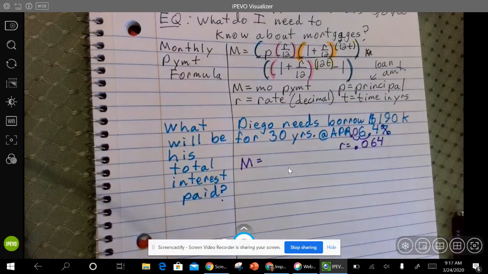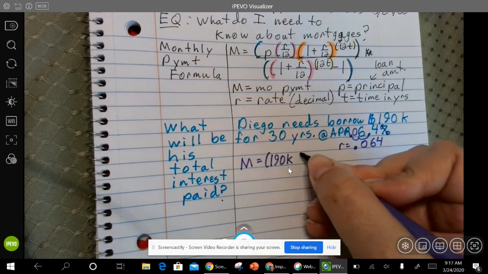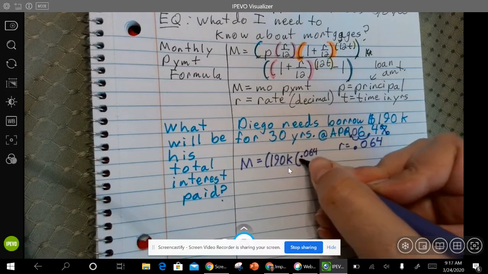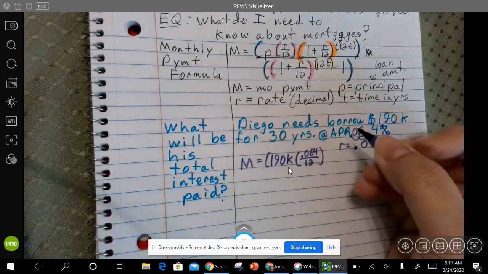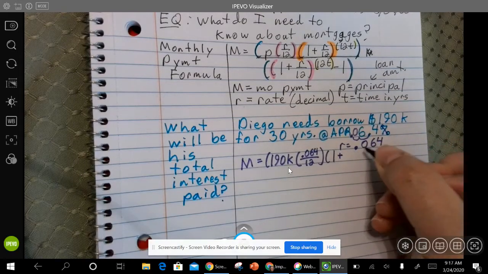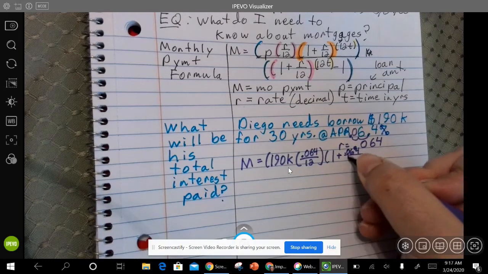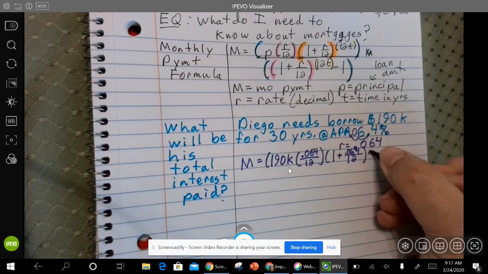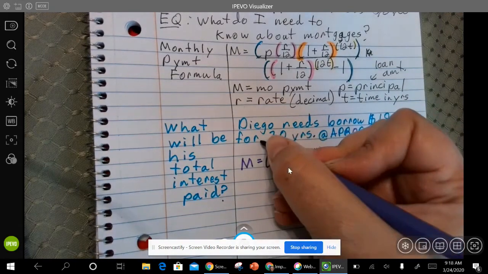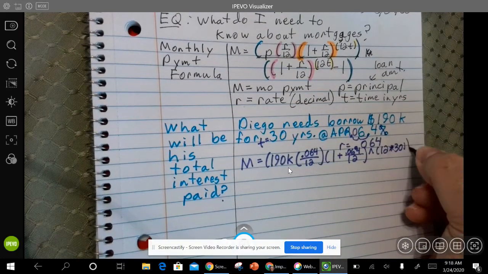So we're going to go ahead and set the formula up. 191,000 times the rate as a decimal. And then 1 plus the rate as a decimal again, divided by 12. And then that's going to be raised to the 12 times the time. Time is 30 years. Parentheses.